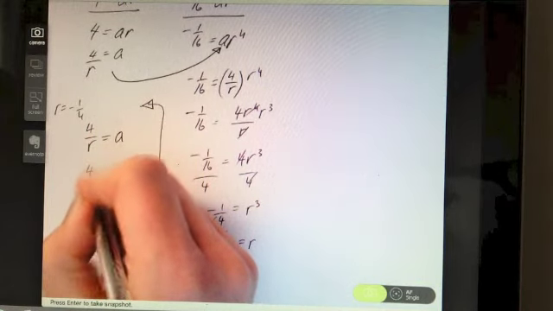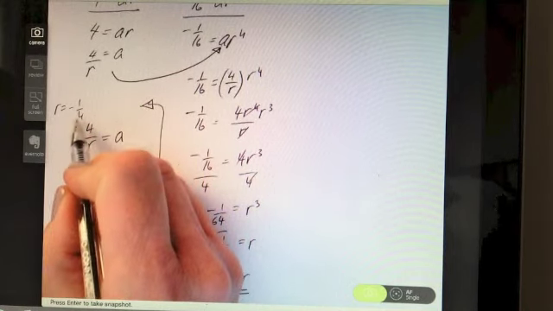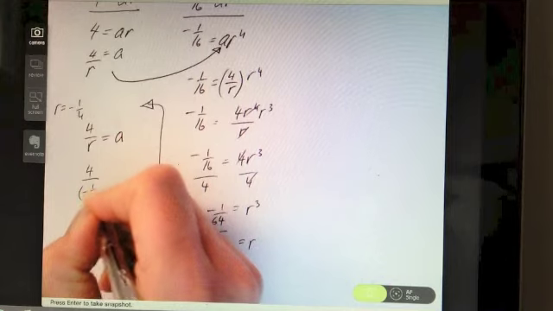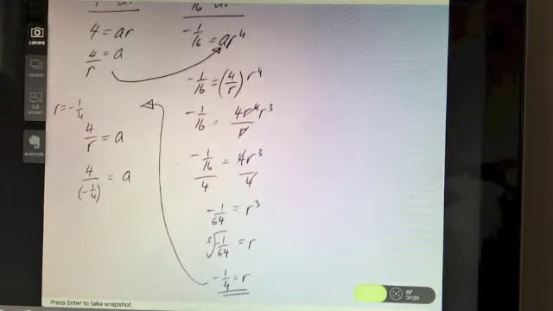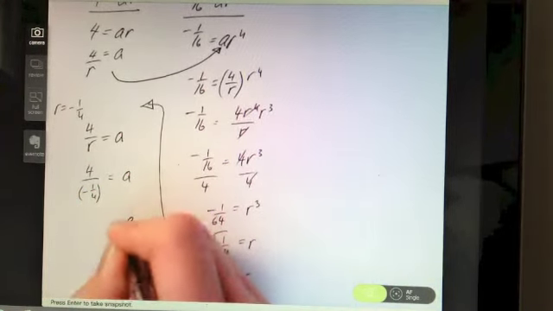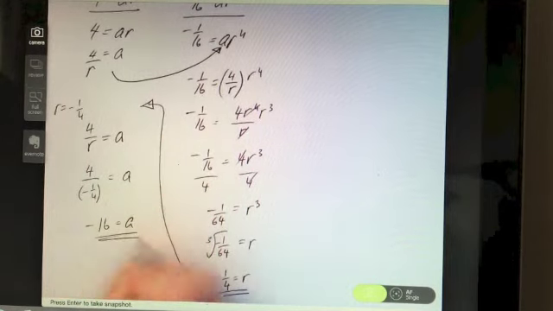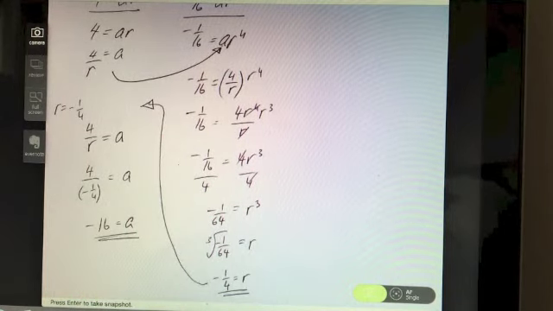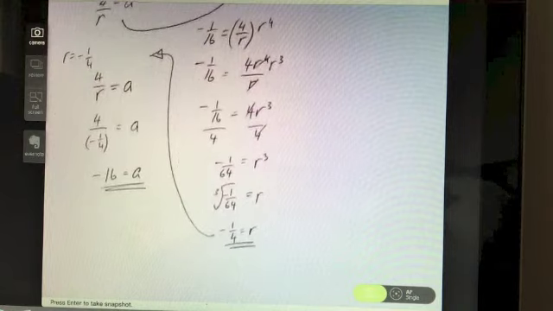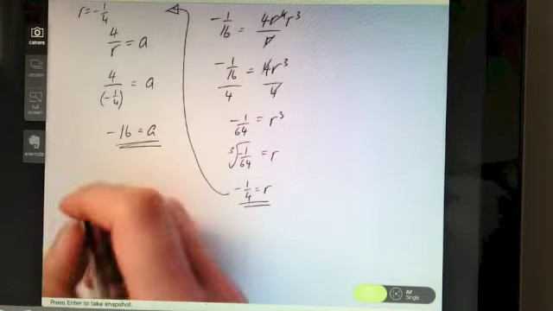So 4 over R, in this case R of course is minus 1/4, so sub it in, equals A. So A works out to be minus 16. All right, so there's my A and there's my R. And the next thing in the question I need to find are the first 3 terms of the sequence.